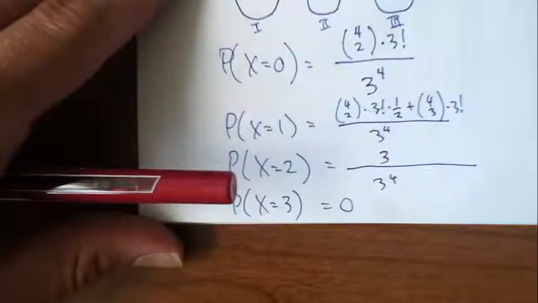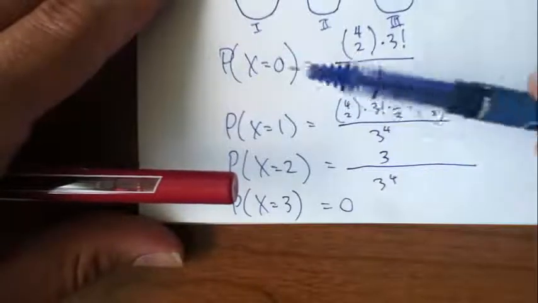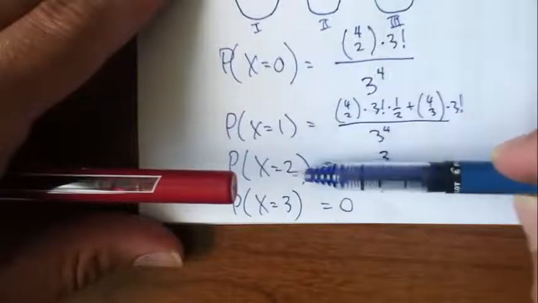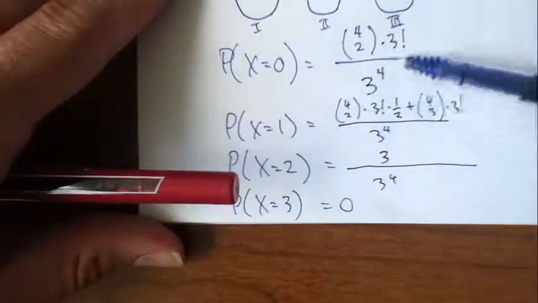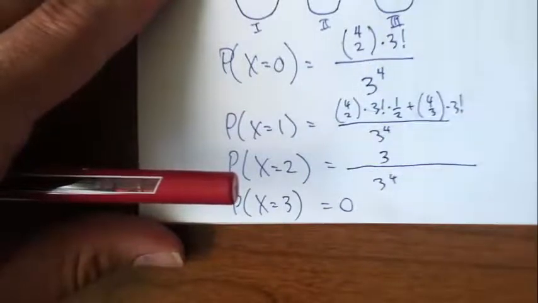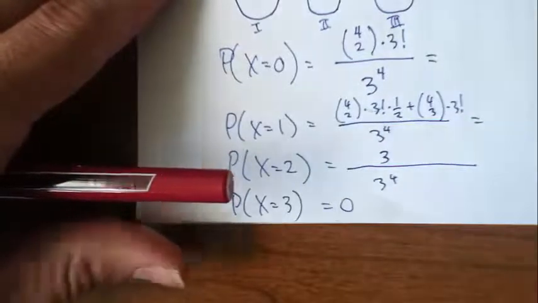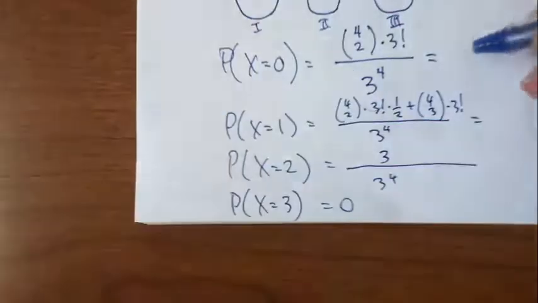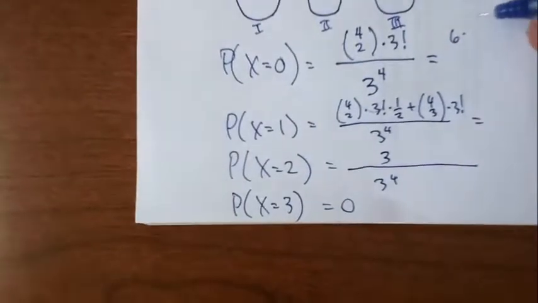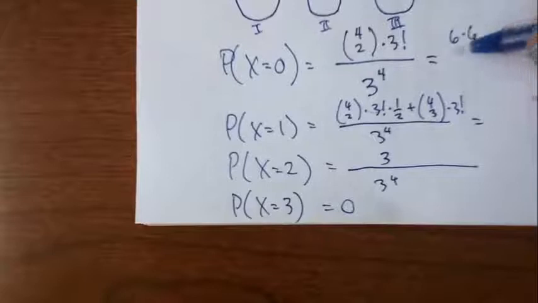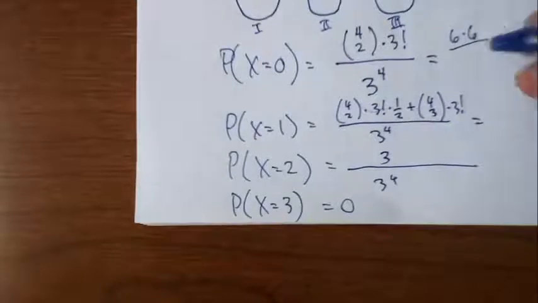Well, it's going to be these numbers, 0, 1, and 2, along with these probabilities. You should probably work these out. Maybe I could work them out here without too much trouble. 4 choose 2 is what? That's 6. This is 6 times 3 factorial over 3 to the 4th, which is 81, I think. This is 36 out of 81, isn't it?